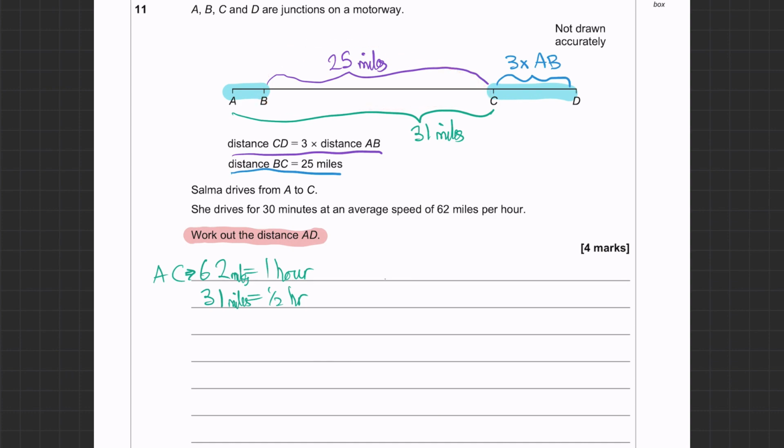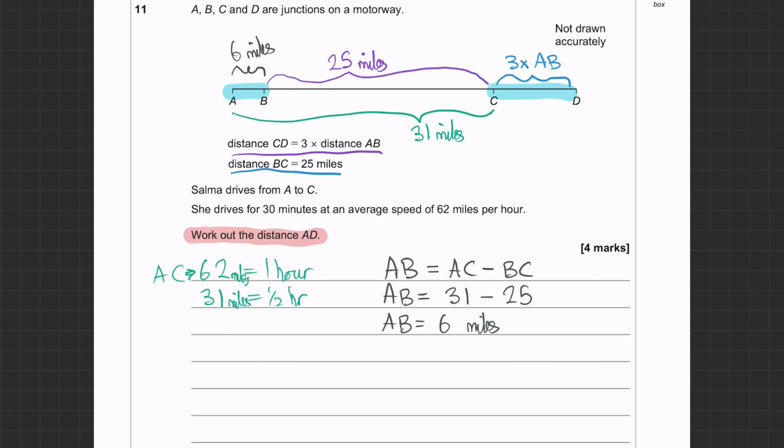So we can say A to B is the distance from A to C minus the distance from B to C. So the distance from A to B is A to C, which is 31 miles, which we've just calculated, minus the distance from B to C, which is 25 miles. So A to B is 6 miles. I'm going to write that on the diagram here. So we've got 6 miles.